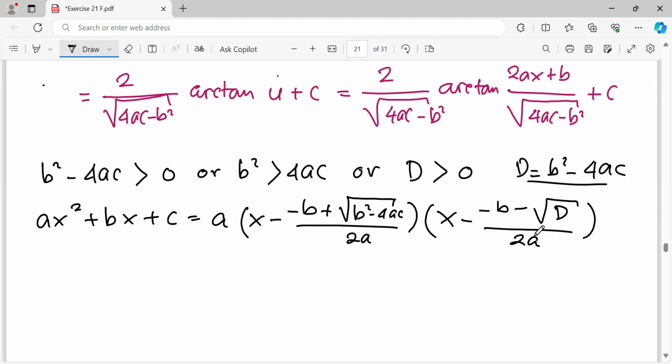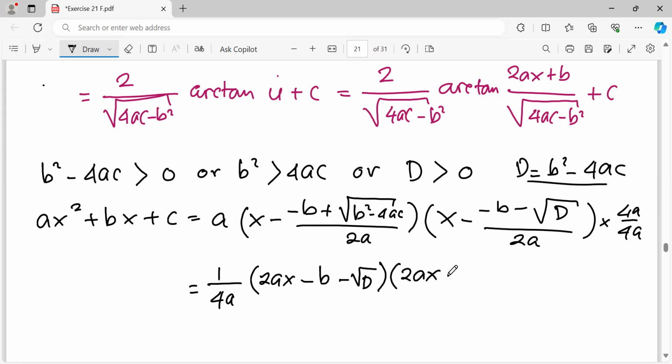Because it is divided by 2a and 2a, I'm going to multiply by 4a over 4a. So this expression becomes 1 over 4a times 2ax plus b minus square root d, because negative times positive, and then 2ax plus b plus square root d, because negative times negative.